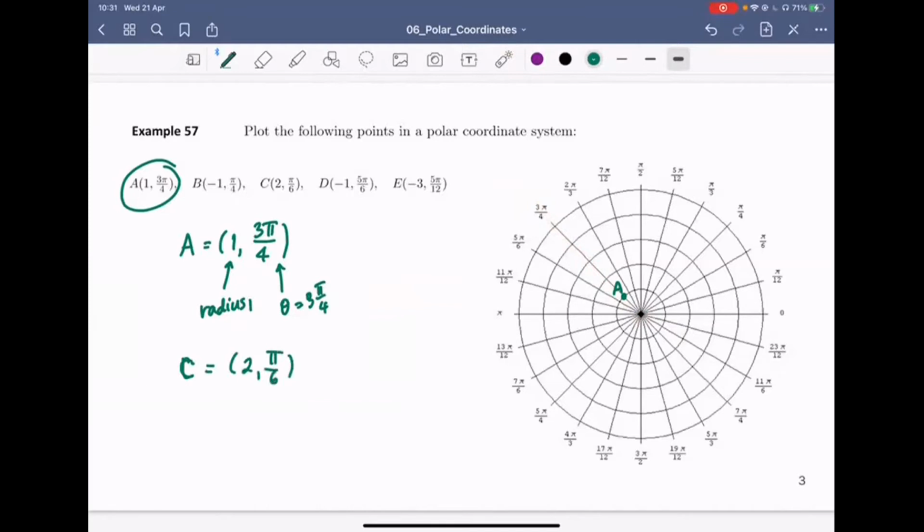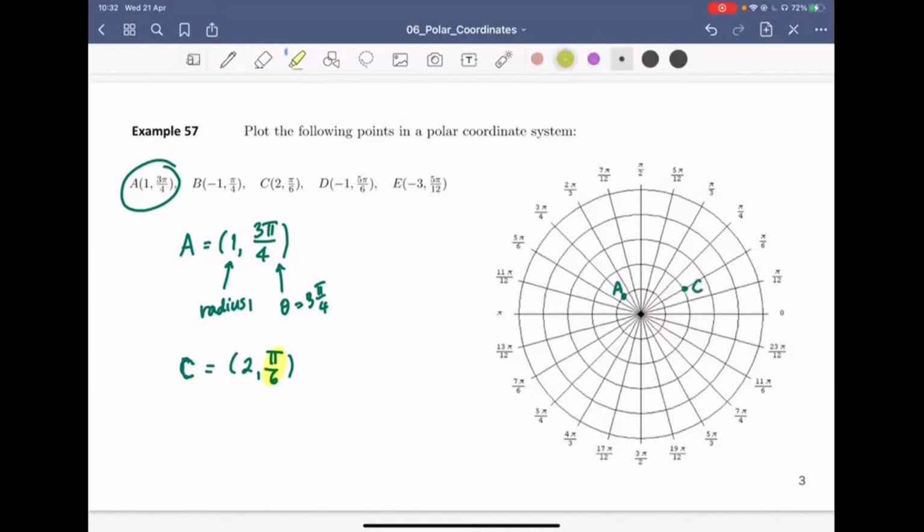Well, this means you start from the angle pi over 6, which is the pi over 6 axis, and then you move 2 steps on the positive side of pi over 6. So pi over 6 is here, right? Pi over 6 is there, and then you move 2 steps. Just from the pole, you take 2 steps, 1 and 2, and that will be your point C.